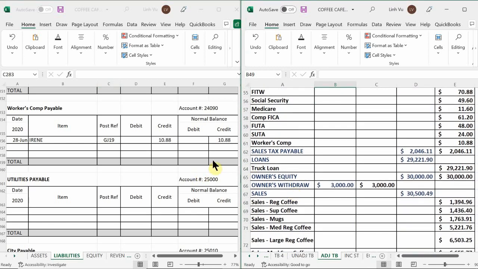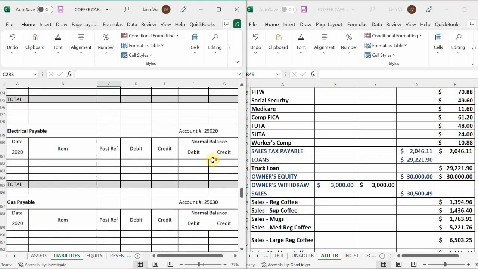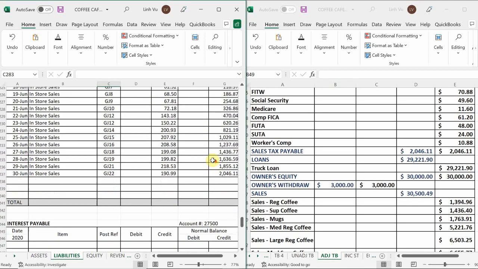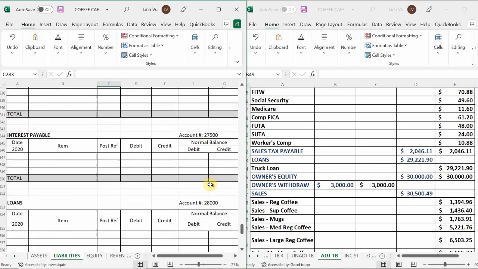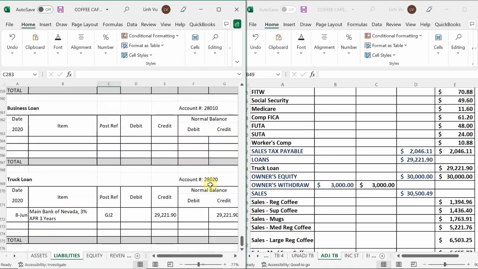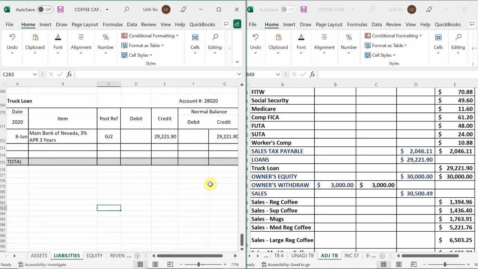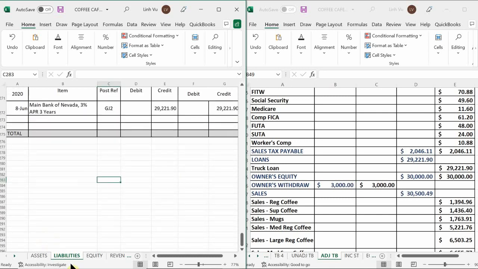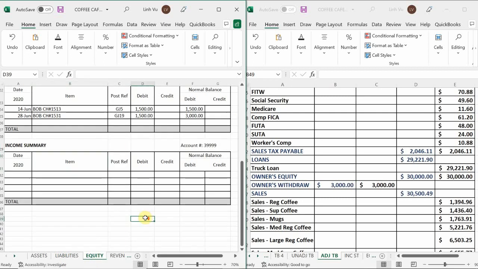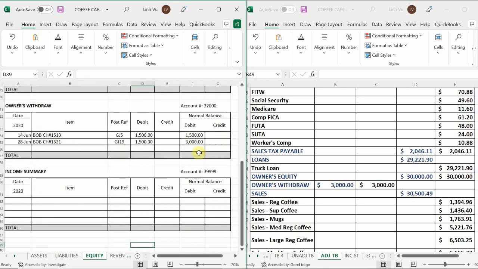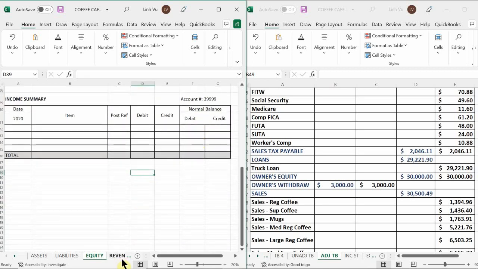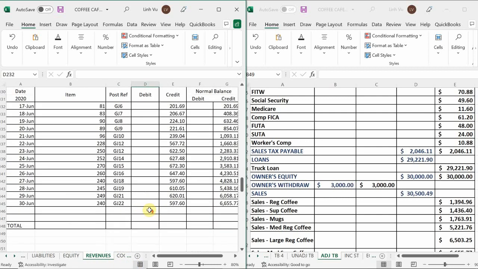Okay, let's see what's next. No utilities, no unearned revenue. My sales tax is still at $2,046.11. And my loans, I still have my loans intact. It's still at $29,221.90. So those ones are not touched at all. Owner's equity, same thing here. We haven't closed out our books yet, so our equity should also stay the same at $30,000 with a $3,000 owner withdrawal.